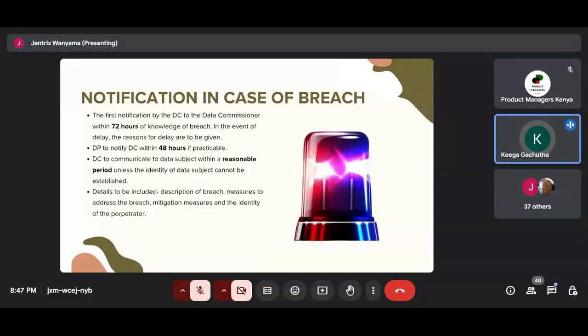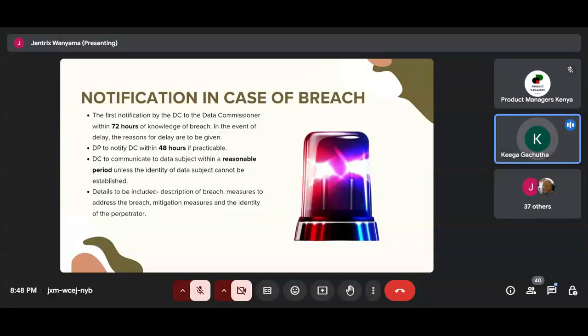For the data processor, we are referring to the employees, or depending on where you lie on the data protection life cycle, you can either be a data controller or processor. It's a spectrum. And so if you're acting as a data processor, you have a duty to inform the data controller within 48 hours. And so if you are an employee, legally, if you are aware of any data breach or any concern, then you have an obligation of ensuring that you've reported to your data controller or your boss within 48 hours. The data controller has to communicate to the data subject within a reasonable period, unless the identity of the data subject cannot be established.